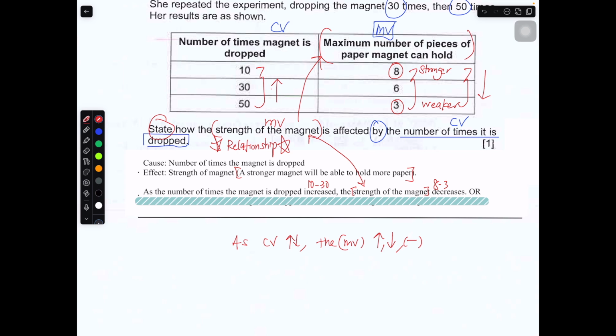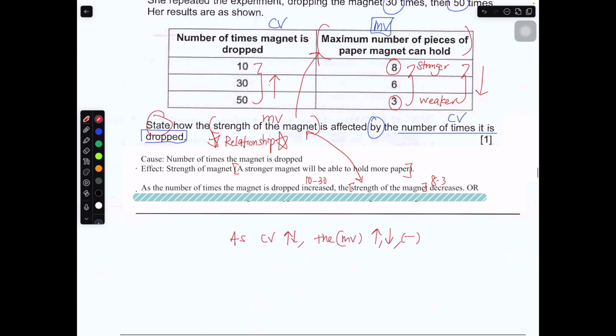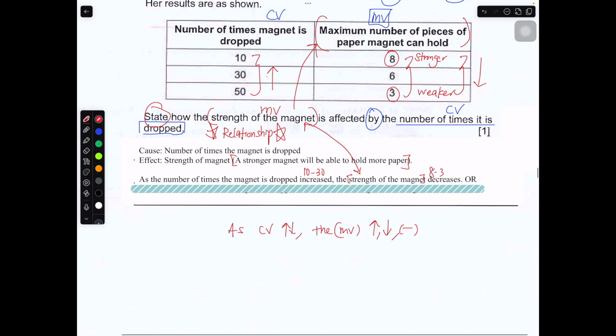You cannot say as the number of times the magnet is dropped increases, the maximum number of paper it can hold decreases. You cannot answer in this manner. That means you cannot use this, because they are asking you for the strength. So this is out. You have to use this variable to answer.